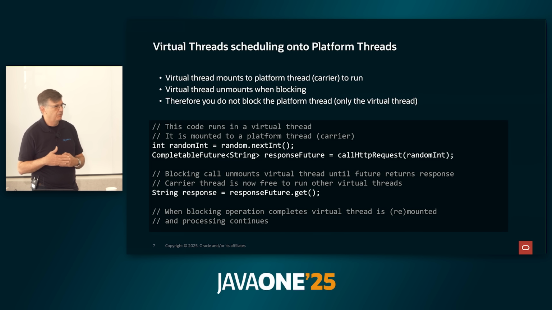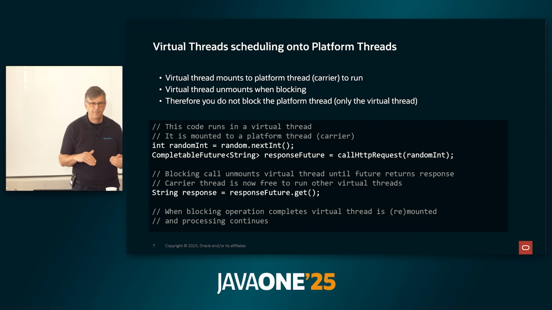That virtual thread will then run on that platform thread until it performs some blocking operation. Blocking operations are very, very common, right? As soon as it performs a blocking operation, the virtual thread is unmounted from the carrier thread, and that frees up that platform thread for another virtual thread to be scheduled on top of it.